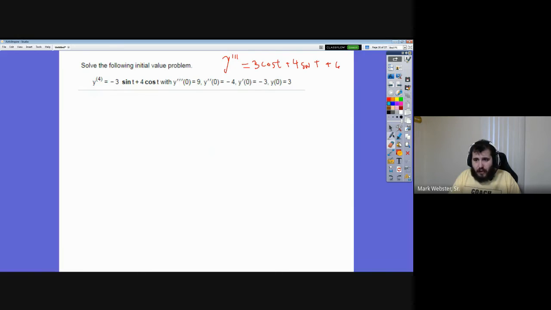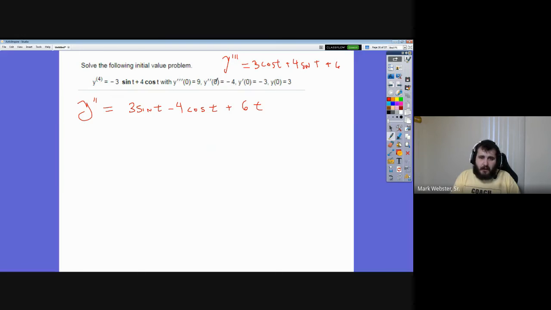So I've got y triple prime now, and I'm going to integrate that. Well, the integral of cosine is sine, so y double prime is 3 sine of t. The integral of sine is negative cosine, so this will be minus 4 cosine t plus integral of 6 is 6t, right?